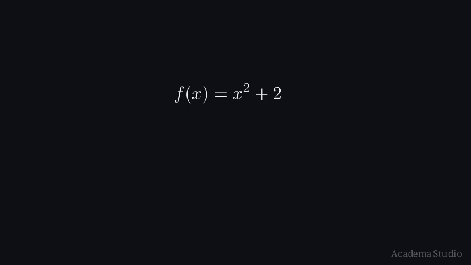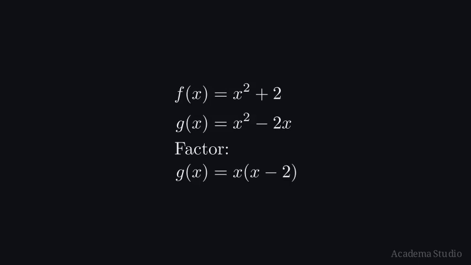f of x equals x squared plus 2. g of x equals x squared minus 2x. Factor: g of x equals x times (x minus 2). g of 0 equals 0. g of 2 equals 0. We begin by finding the vertical distance between the two curves.